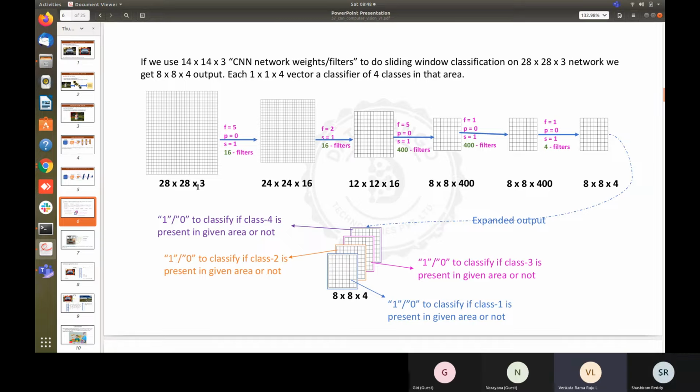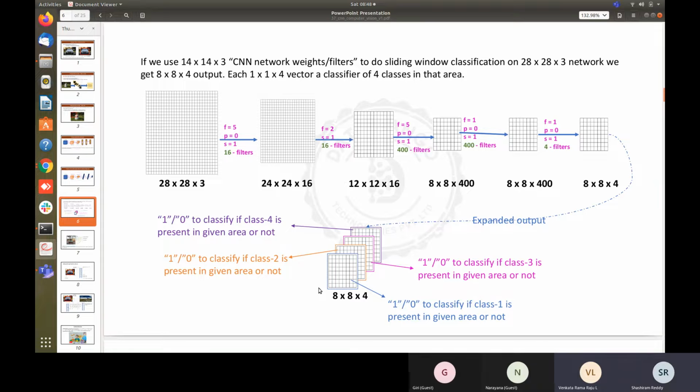So in this 28 by 28 by 3, we got a 4 by 8 by 8 NumPy array dimensionality, or 8 by 8 by 4. 4 is the depth. Each 8 by 8 cell, 8 by 8 means 64 cells. For each cell, we are predicting whether the particular object is present or not.